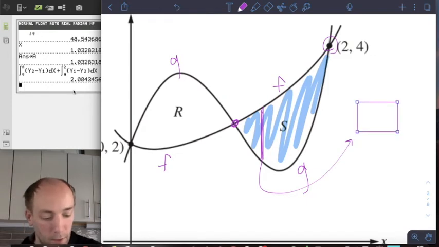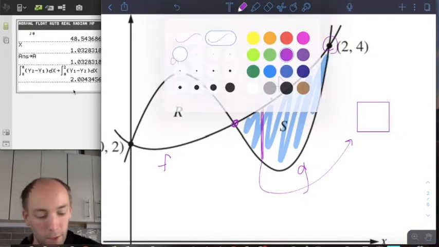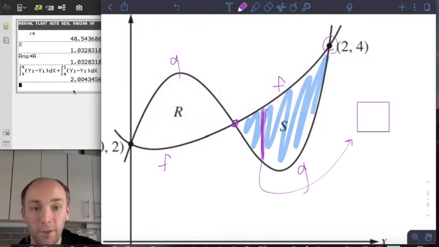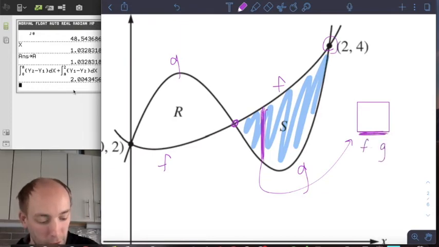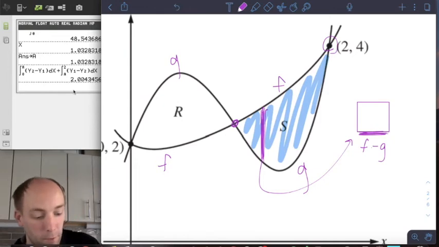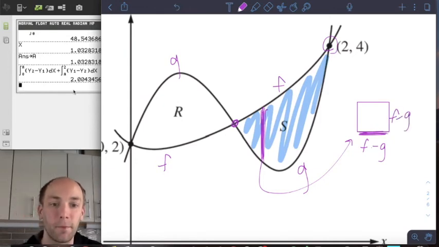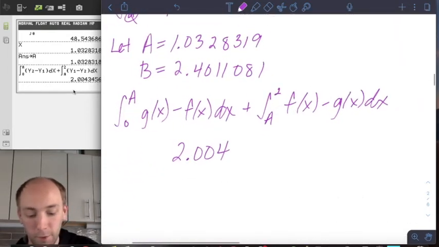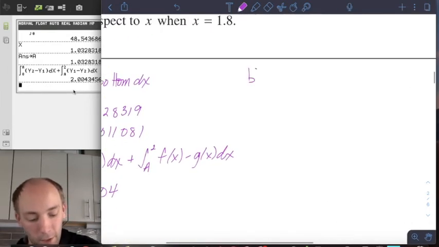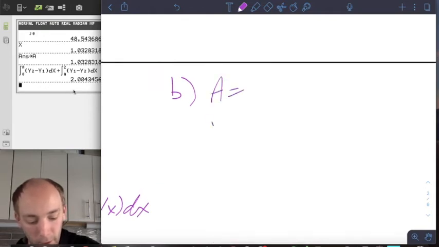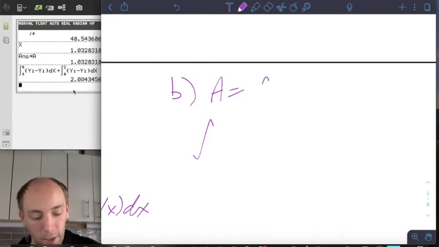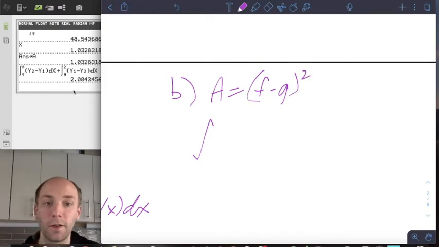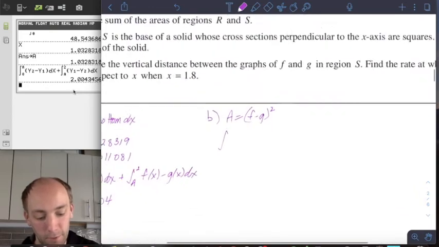No matter what, this bottom part of the slice is that segment there. So that's going to be f minus g. And if it's a square, then both sides are f minus g. To calculate this, what we're going to do is set up an integral of the areas of each of my cross sections. The area here was a square, so f minus g squared is the area of one slice, and we're going to go from a to 2.